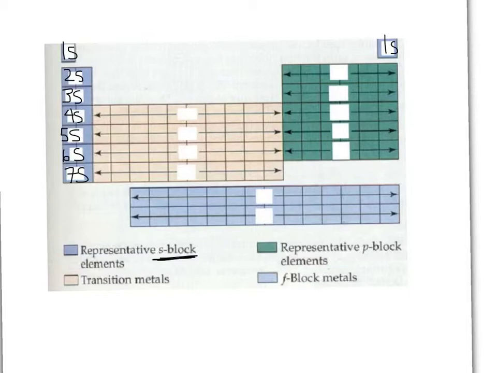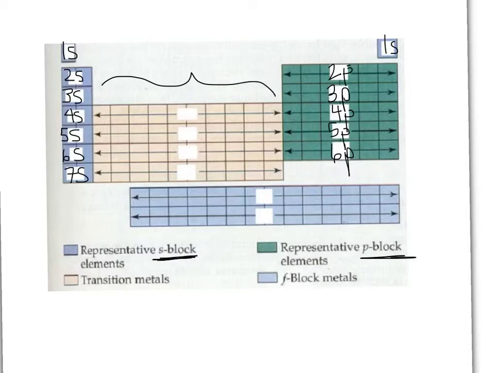Then the P block, and you skip over this whole middle. These are the transition metals, which we'll talk about more later, but they're just kind of odd. You skip over here to the green, and what did we say was the first P sublevel? 2P, 3P, 4P, 5P, 6P, okay? And then those are the P block.